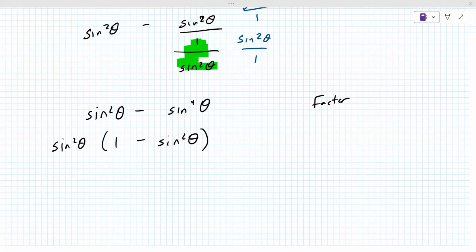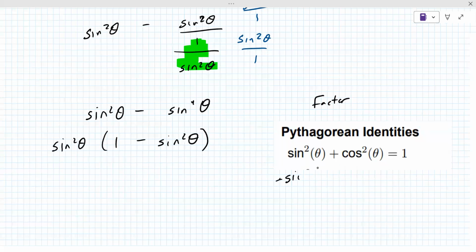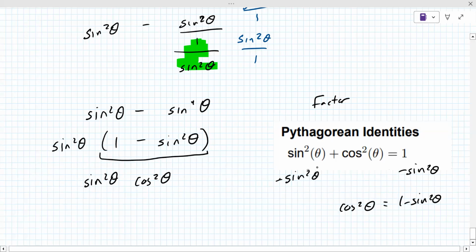It comes from this first grouping here. So notice if you subtract sine squared theta from both sides, cosine squared theta equals 1 minus sine squared theta. Everything in parentheses becomes cosine squared theta. And that will probably do it for that one. You're like, okay, finally got it.